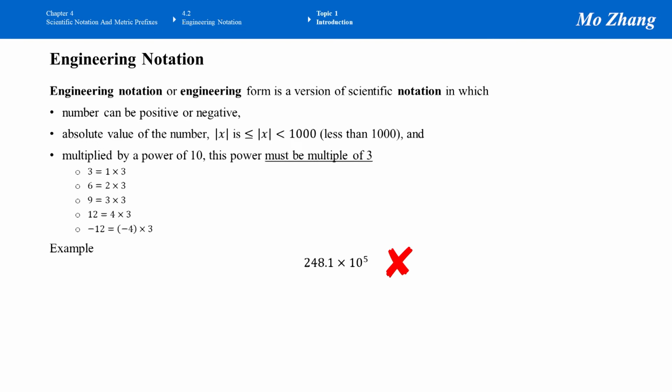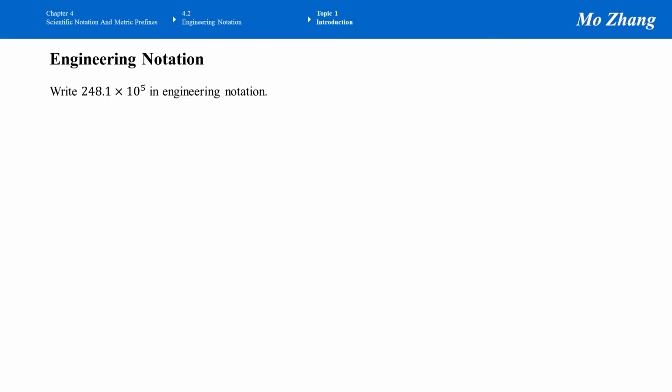Now let's take a look at this example. We want to convert 248.1 multiplied by 10 to the power 5 into engineering notation. First, let's write down the number. Let's look at the exponent. The original number has an exponent of 5. If we add a 1 to the 5, it becomes 6, and 6 is a multiple of 3. So here is the clue to convert it: just add a 1 to the exponent to make it a multiple of 3.